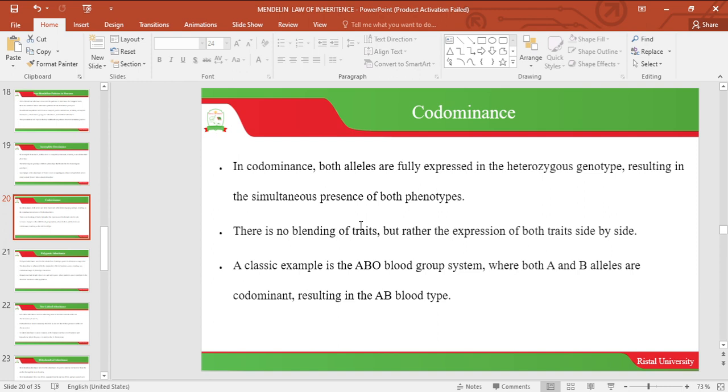Let's look at codominance. In codominance, both alleles are fully expressed in the heterozygous genotype, resulting in the simultaneous presence of both phenotypes. Here, there is no blending of traits, but rather the expression of both traits side by side. A classic example is the ABO blood group system, where both A and B alleles are codominant, resulting in AB blood type.